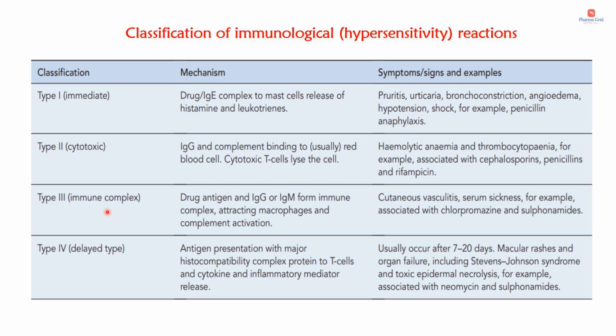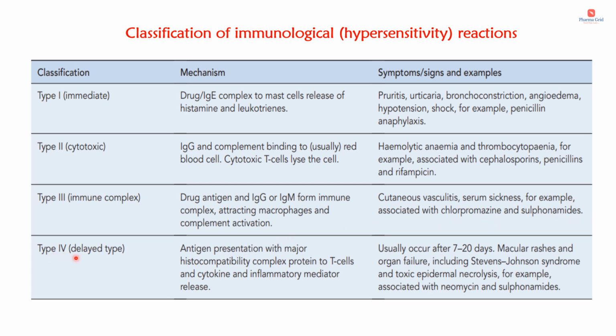Type 3, otherwise known as immune complex mediated. Mechanism is drug antigen and IgG or IgM form an immune complex, and this immune complex attracts macrophages and thereby causes complement activation. Then examples include cutaneous vasculitis and serum sickness, for example associated with chlorpromazine and sulfonamides.